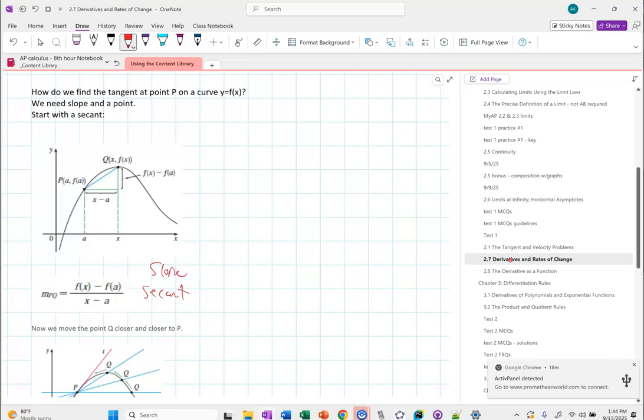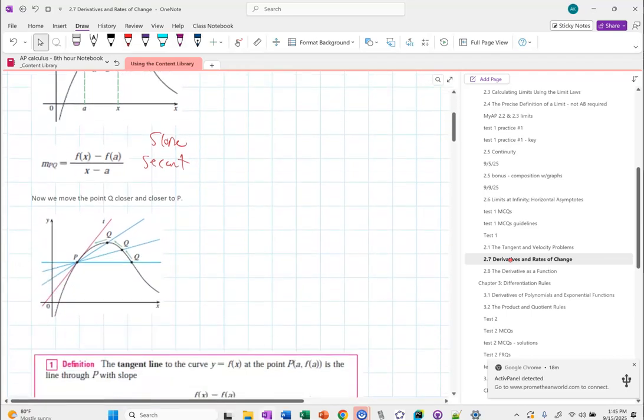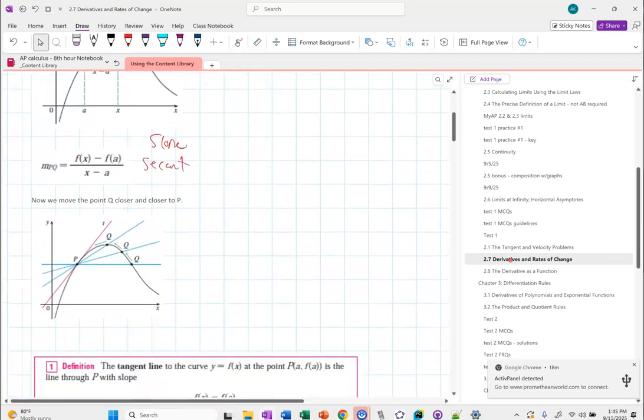That's all this is from our picture, right? PQ is a secant. So far, so good. And as we move that point Q closer and closer to P, that secant line is getting closer and closer to being the tangent line. It's okay with that idea.